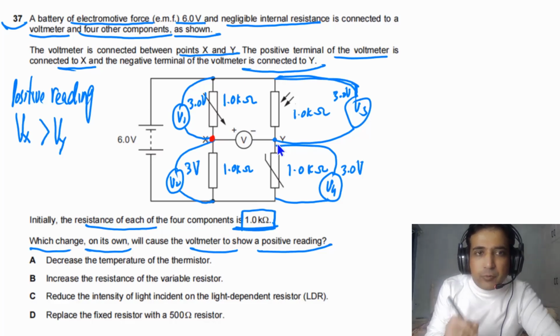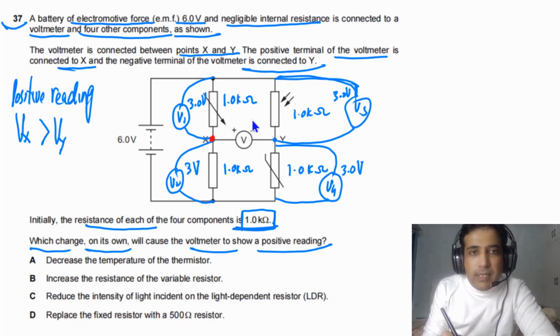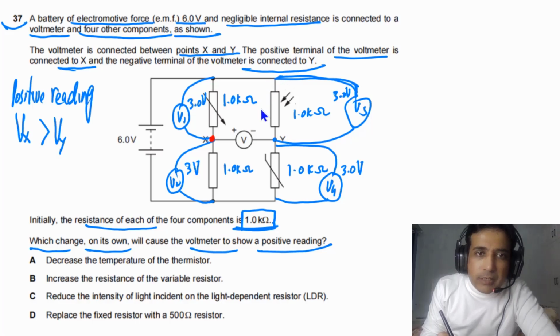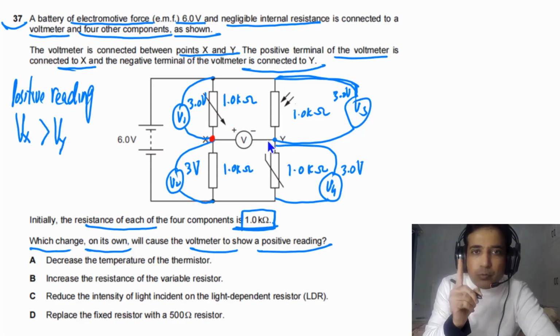So we have two ways. One way is that the resistance of this one decreases. When the resistance of this one decreases, the potential drop across this one will go down. So this is one way. The second way is that the resistance of this one increases. When the resistance of this one increases, the potential drop across this one will increase. When the potential drop across this one increases, the potential at this point will decrease. So we have two ways we can get a positive reading on the voltmeter.